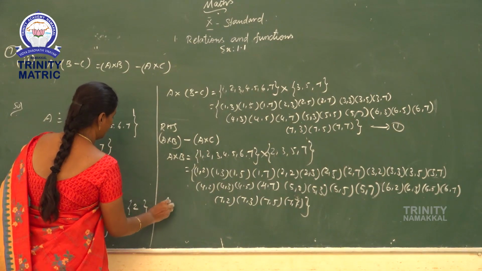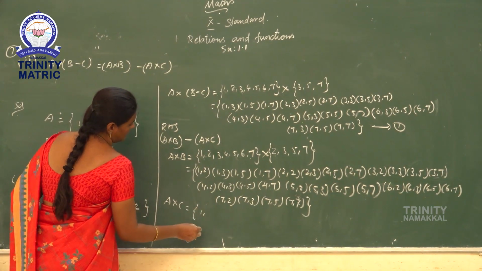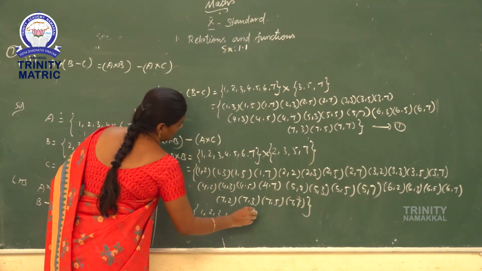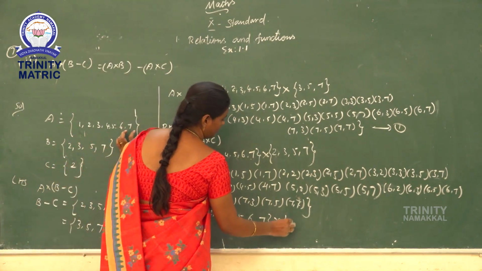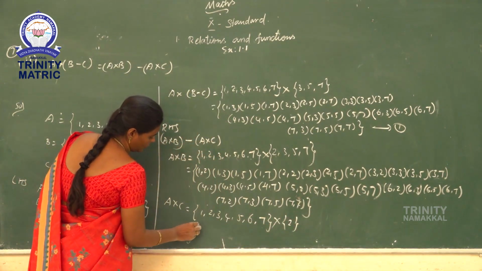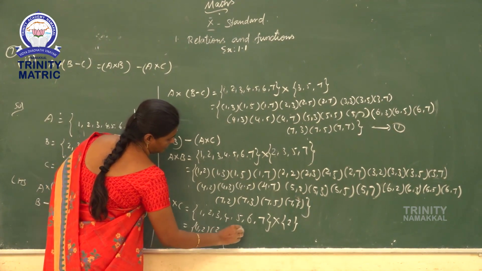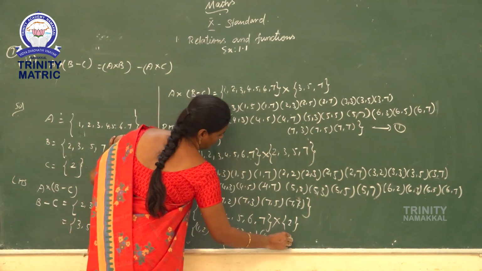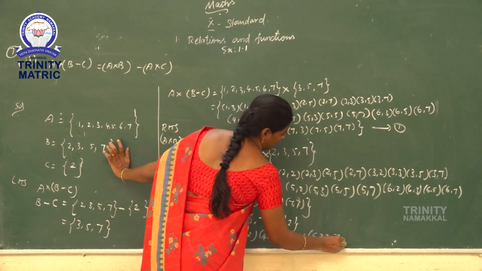Next we find A cross C. What are the elements in A? 1, 2, 3, 4, 5, 6, 7. The element in C is only 2. Now we find the cross product: (1,2), (2,2), (3,2), (4,2), (5,2), (6,2), (7,2).